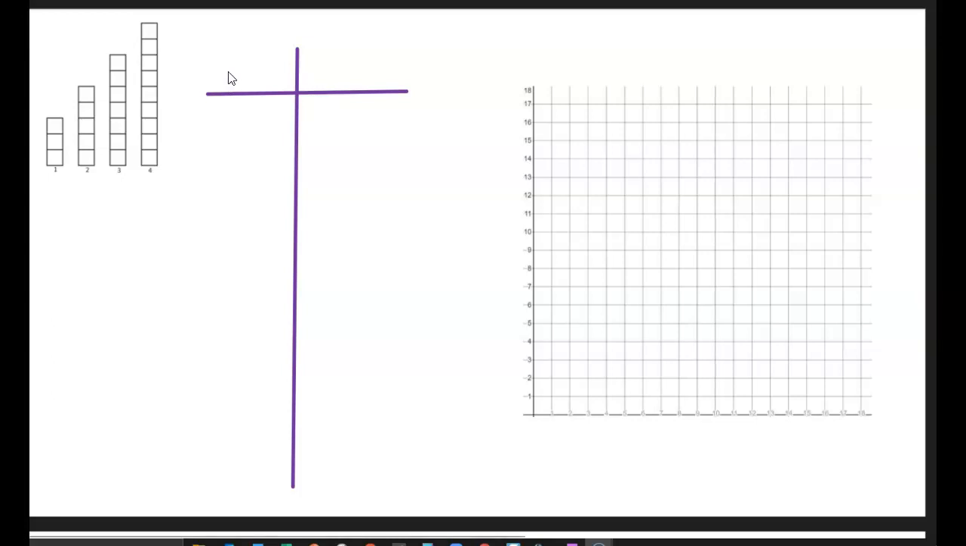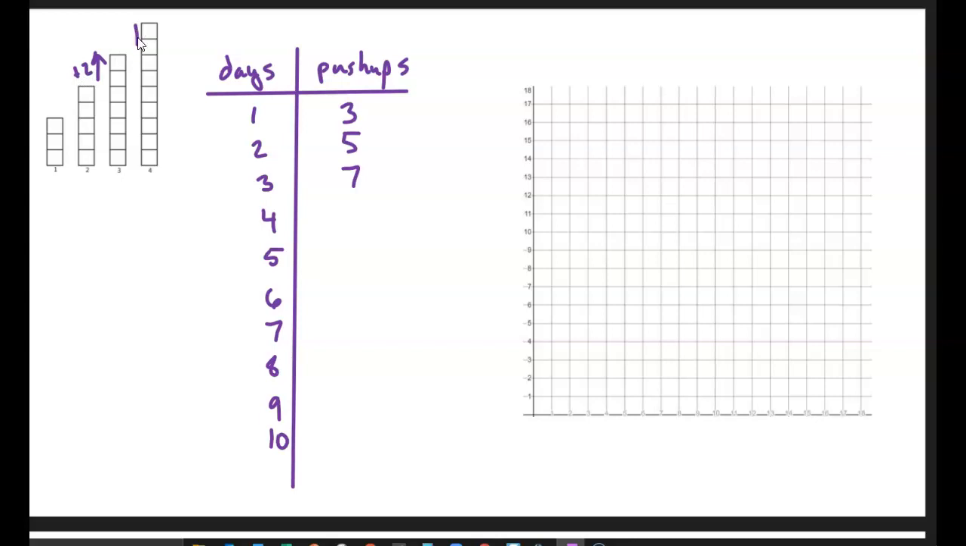So I'm going to do days over here and then push-ups over here. And we'll just number these out all the way down to 10 and see what we get. 6, 7, 8, 9, 10. So on day 1, we can just count over here. We have 1, 2, 3 on day 1. And then 1, 2, 3, 4, 5 on day 2. And 1, 2, 3, 4, 5, 6, 7 on day 3. And we did notice that these were going up by 2 every time. Up by 2, up by 2. So we could expect that same pattern over here in the table. Add 2 each time.